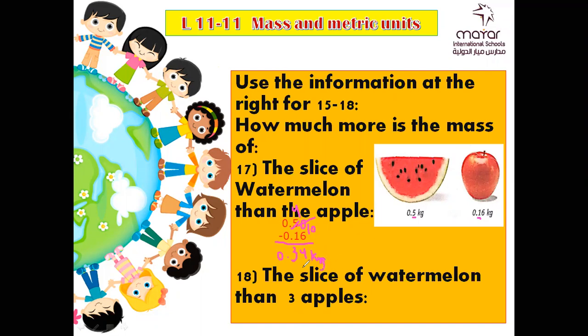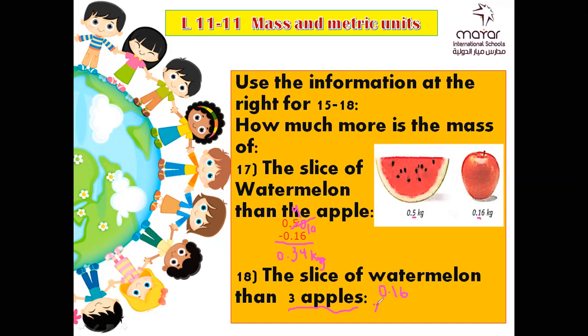Now we should think a little bit of 18, the slice of watermelon than 3 apples. So here we have the mass of 1 apple. We need the mass of 3 apples. So what's the first step? The first step is we should multiply this number by 3 because we have 3 apples. So we're gonna say 16 times 3.